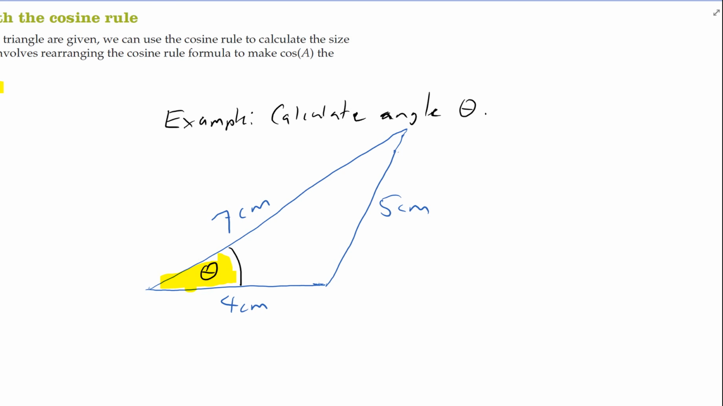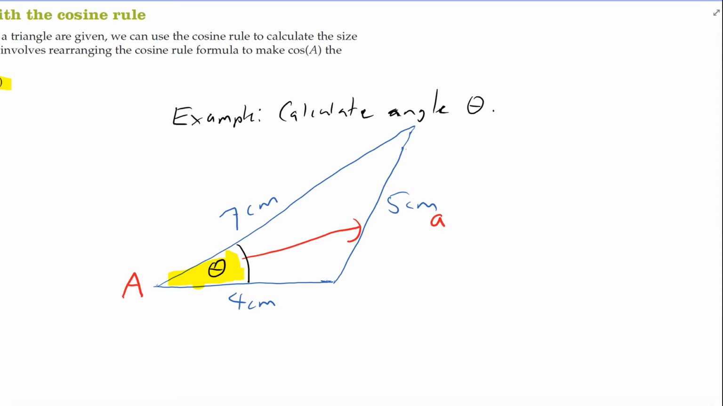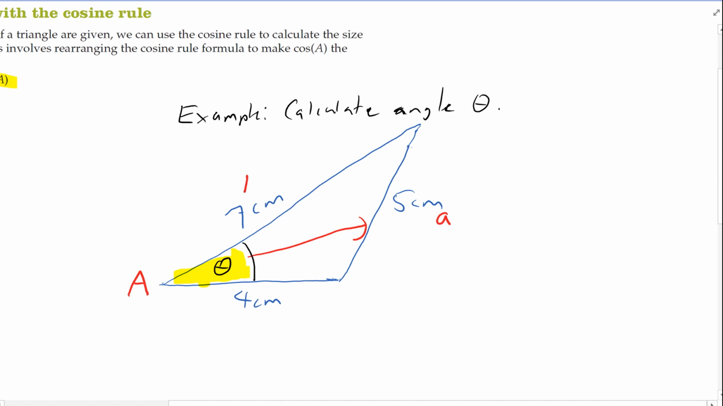Different people will approach this differently, but I always label the angle we're trying to find out as capital A, and then therefore the side opposite that angle is going to be labelled lowercase a. The other sides are going to be b and c, and it actually doesn't matter which order we label the other two sides, as long as they're b and c. So the key thing is that the two sides joining the angle, that's the 7 and the 4 centimeters, they need to be b and c. The side opposite the angle needs to be the a.